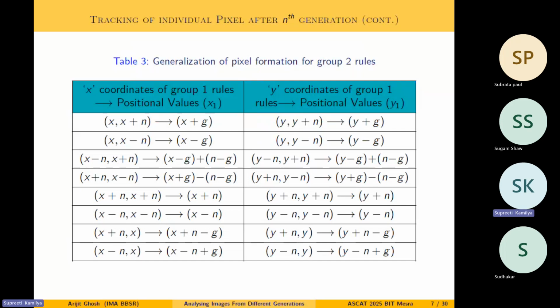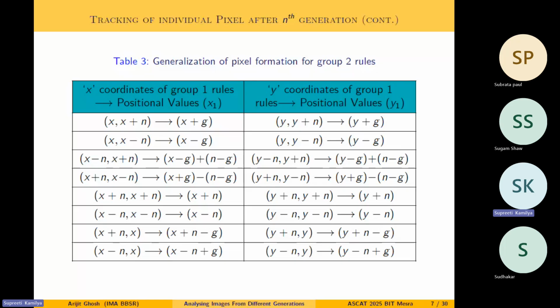From the previous table, we will get the positional value coordinates for the respective fundamental rules. Then we will collect the corresponding x coordinates, and from this positional value table of group 2, we will get the positional value of x, like x plus z and so on. Similarly, we will be able to get the positional value of y.